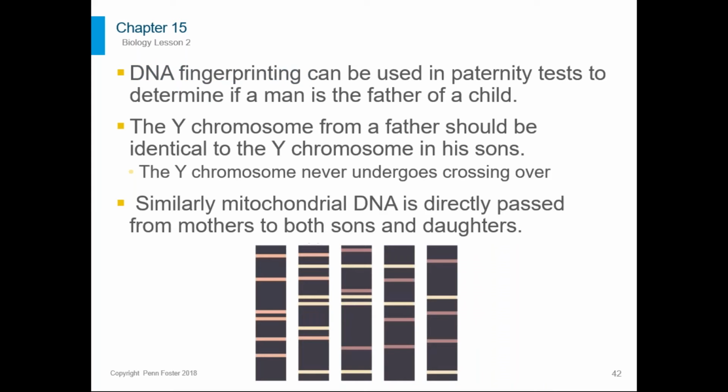They look at the Y chromosome because the Y chromosome never undergoes crossing over. So the Y chromosome from a father should be identical to the Y chromosome in his sons. Similarly, mitochondrial DNA is passed directly from mothers to both sons and daughters. So if there's ever a question of who someone's mother is, you can look at the mitochondrial DNA. And you can see in this one on the bottom, none of them match up, so none of these are from people that are directly related.